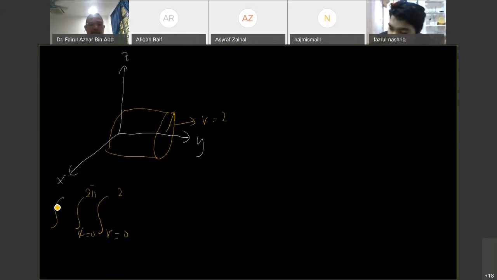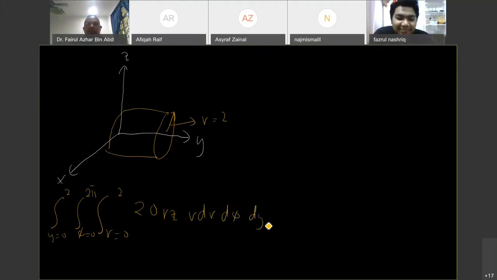In this case, instead of referring to the z-axis, we integrate in the y-axis, y from 0 until 2, for example. Referring to the same expression, 20 rz, we will have r dr d phi and dy instead. But basically you will get the same answer.